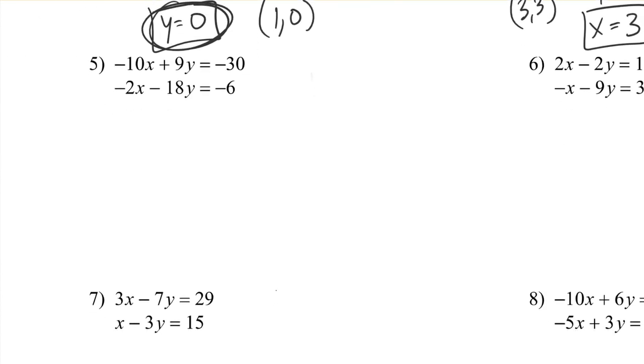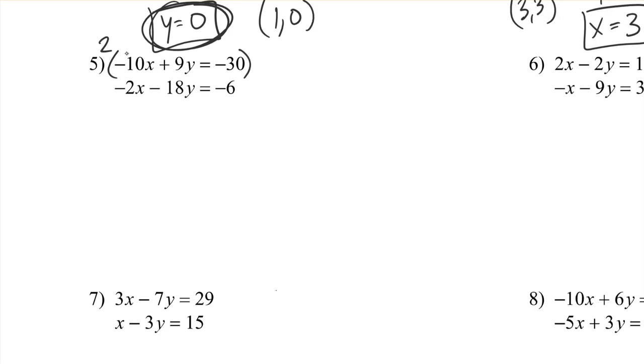Problem 5. If we multiply this top equation by 2, what else could we do? Could we divide the bottom equation by 2 and get a negative 9y? We could do that too. That would make our numbers actually smaller.